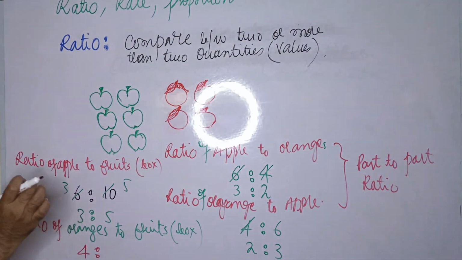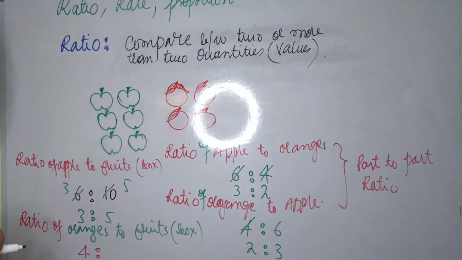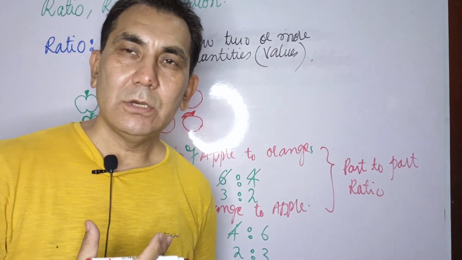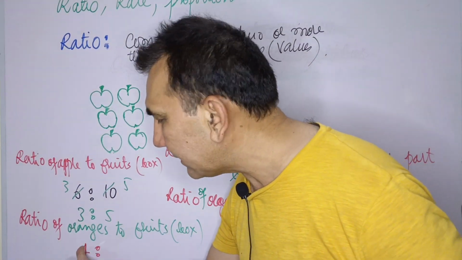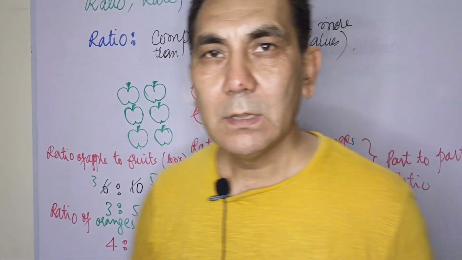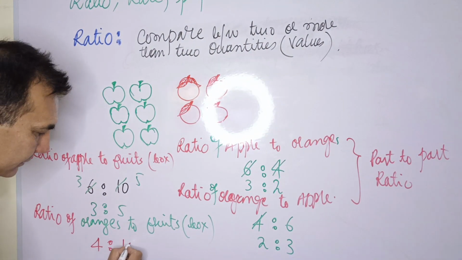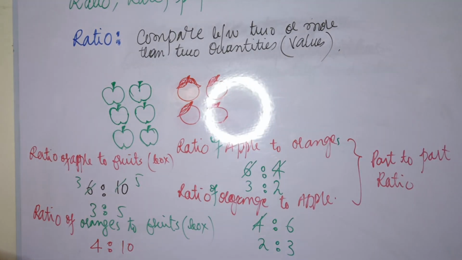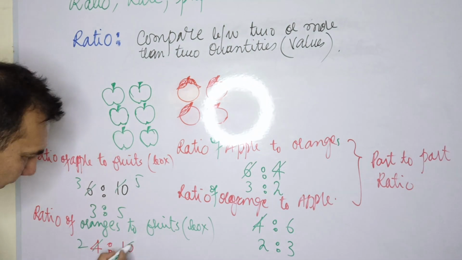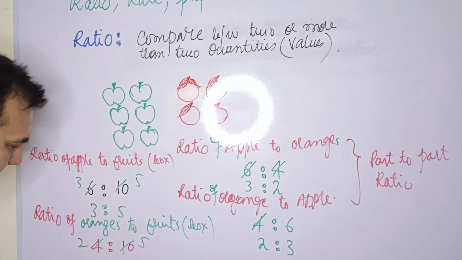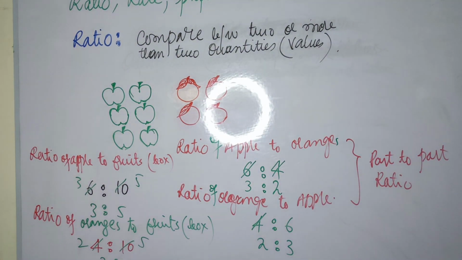I am asking the ratio of the orange, so in the numerical, the examiner asks the oranges first, so we should write the first one. So the 4 oranges, and how many fruits in the basket in total? It is 10. So the ratio of the orange, again we will divide with the largest equal number, and it comes to a 2 to 5 ratio. So 2 to 5 ratio.